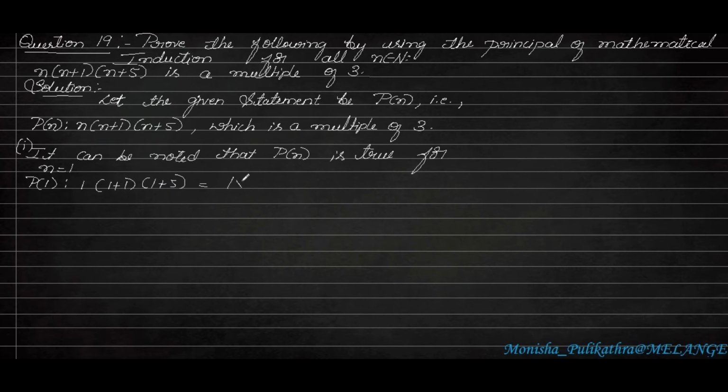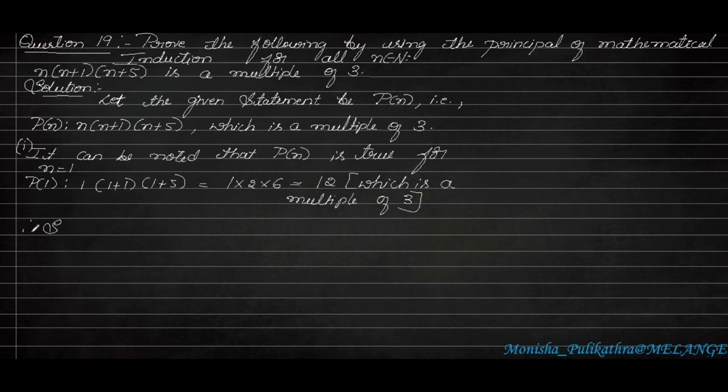So this will become 1 into 1 plus 1 is 2, 5 plus 1 is 6. So 6 2s are 12, which is a multiple of 3. So 12 is a multiple of 3. So this concludes that this P of n is true for n is equal to 1.